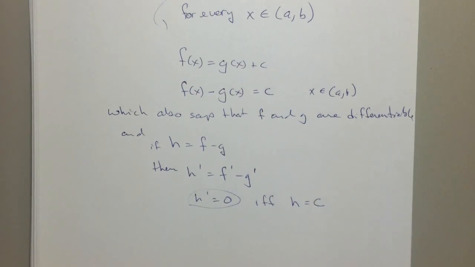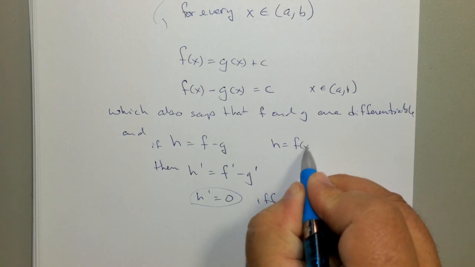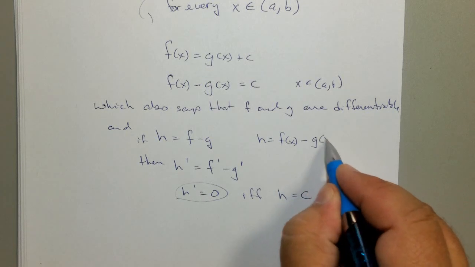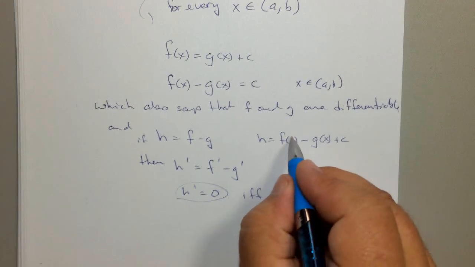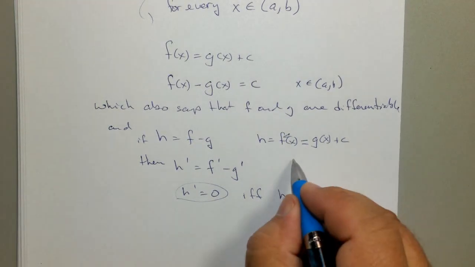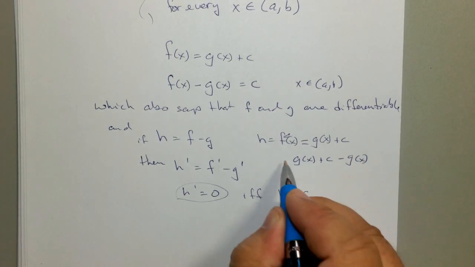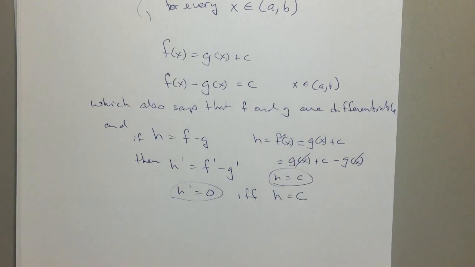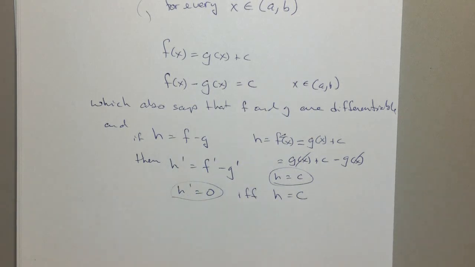This is the corollary. It's one of those, duh, yes, no doubt. Because think of this: h equals f of x, and f of x was g of x plus c. So we have g of x plus c minus g of x. So h has to equal c. Algebra tells us that, but here we're proving it with the derivatives.